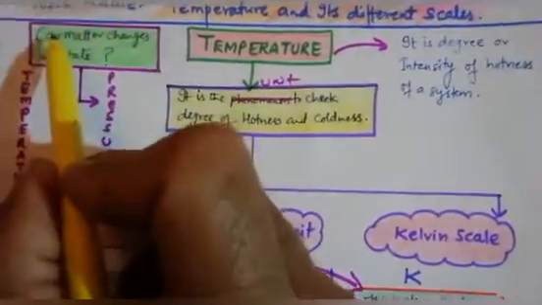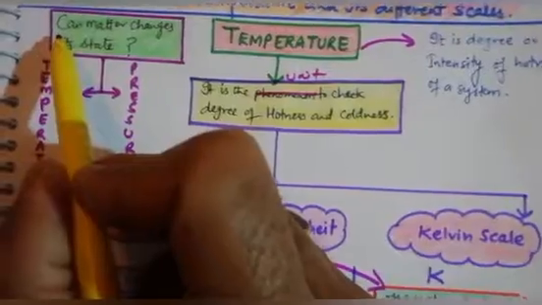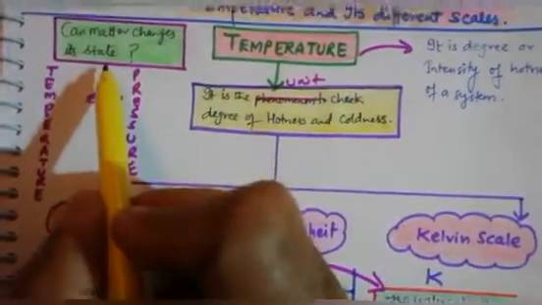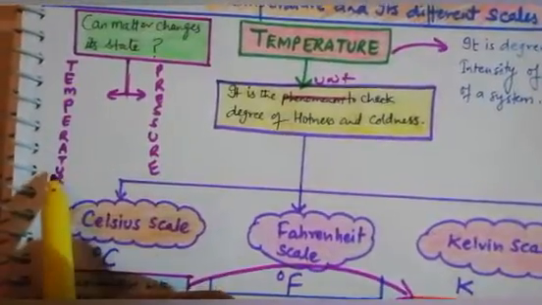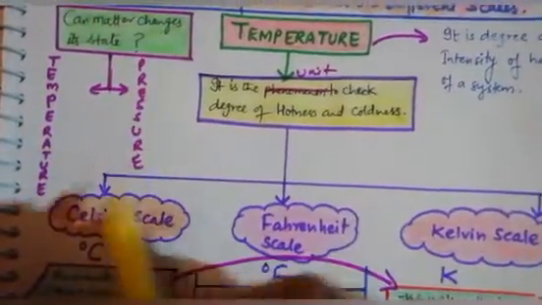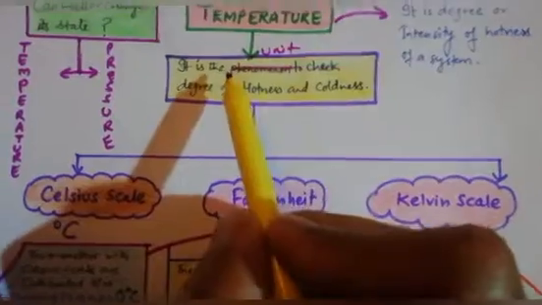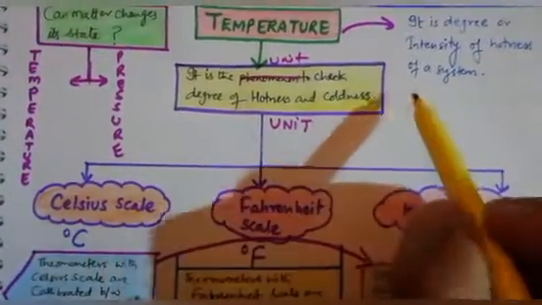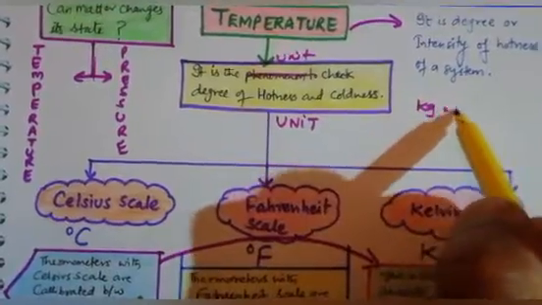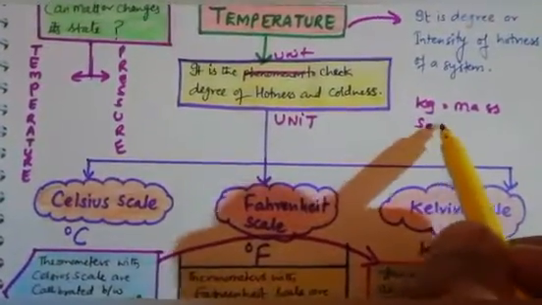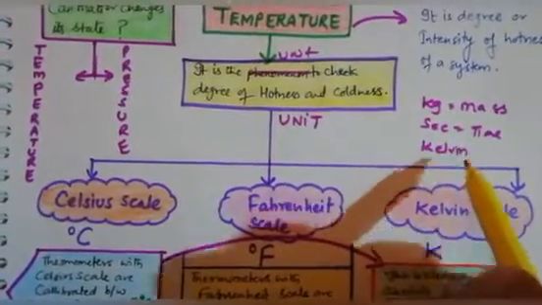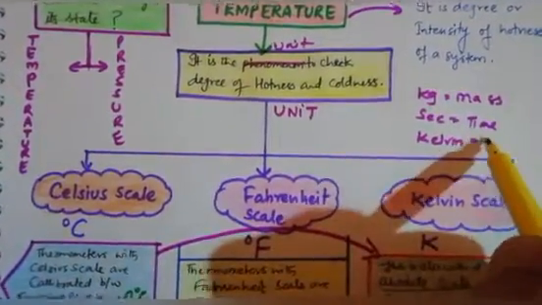Okay, and the general question which I asked you: can matter change its state? Yes, it can. It can change its state because of two effects: by increase or decrease in temperature, or by increase or decrease in pressure. Okay, so let's discuss temperature. As I said, temperature is a unit. Just like you can see kilogram is the unit of mass, second is the unit of time, in a similar way, Kelvin or degree Celsius or Fahrenheit is the unit of temperature.